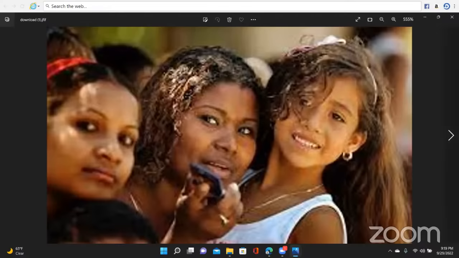Mm-hmm. So, go to another picture. All right. Well, that's the last one I had on that one. Besides that's the last one we had. All right. Besides this type of building description.